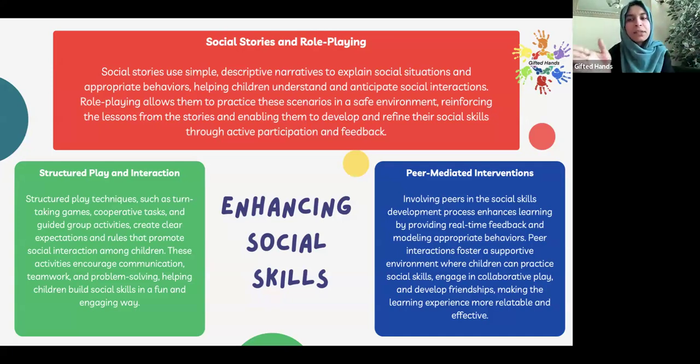Then we have peer mediated interventions. So this is basically collaborating with other children, involving other children in the activities, like making friendships and making them do group activities, having the children go together for PE. Going back to your child, your son or your daughter is with another child they prefer, who they consider their best friend.